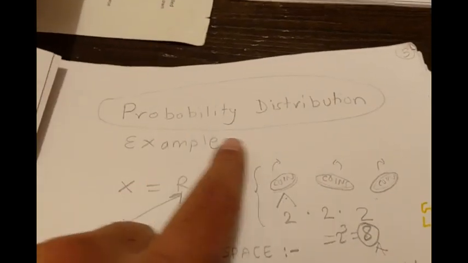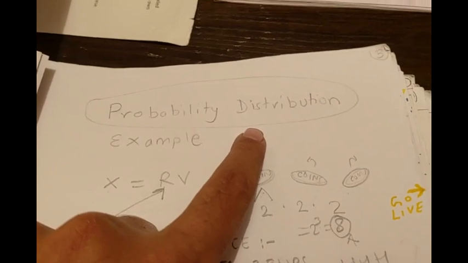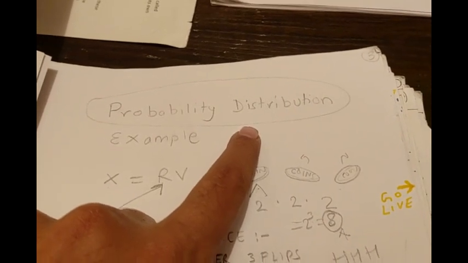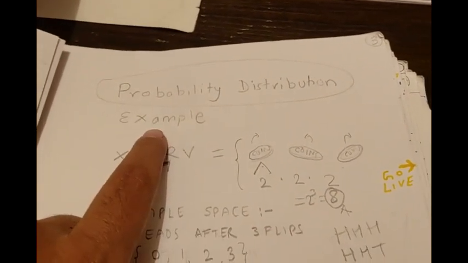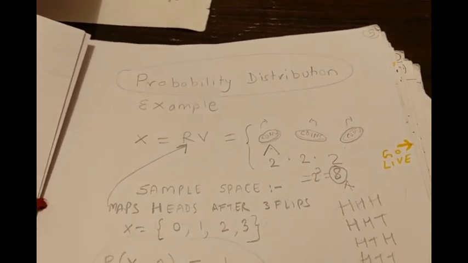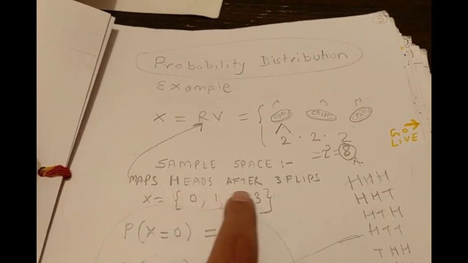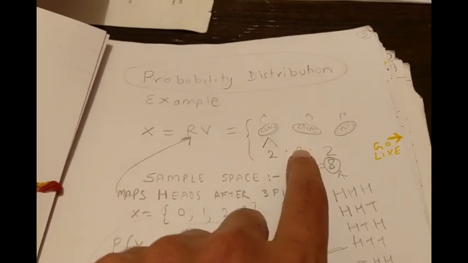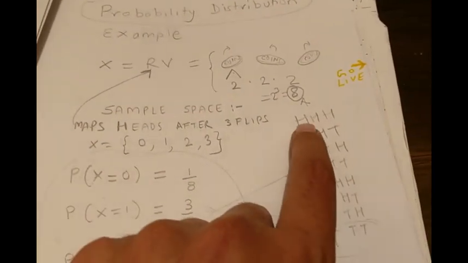Probability distribution is the next topic. How do we do this? What is the meaning? We will get the idea through an example. Let us assign a random variable x, and what x does is map the number of heads after three flips. So we'll do three flips and we will map the number of heads.